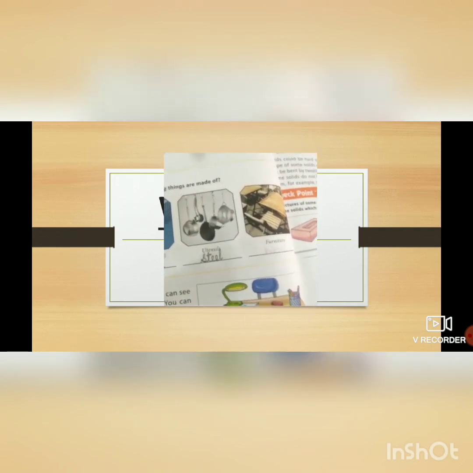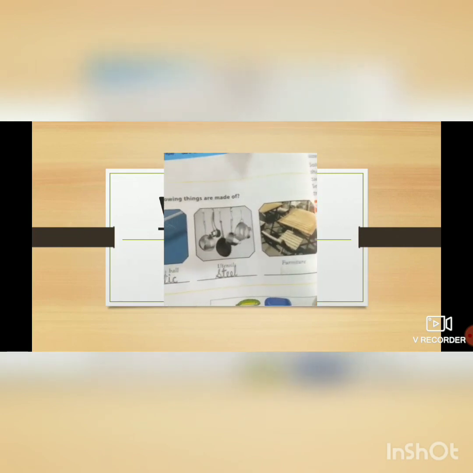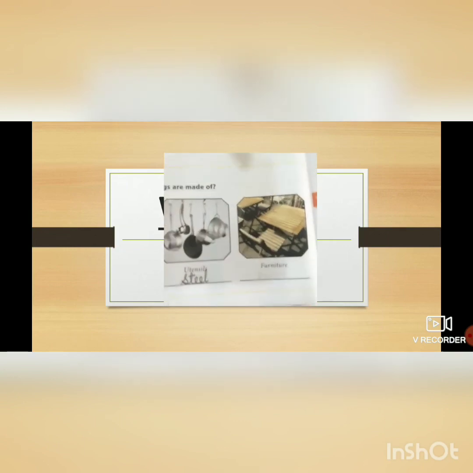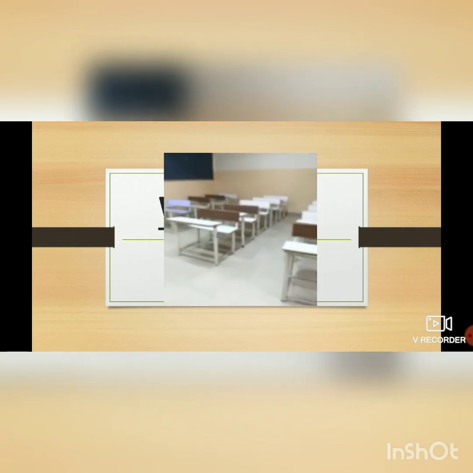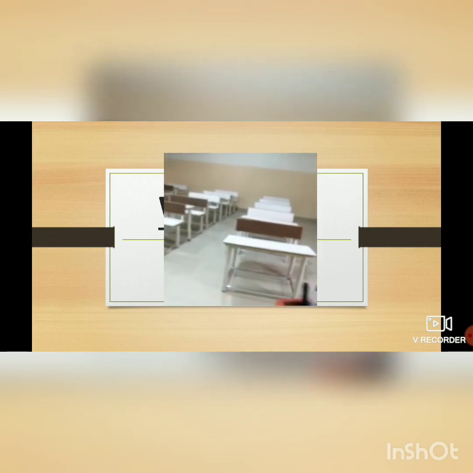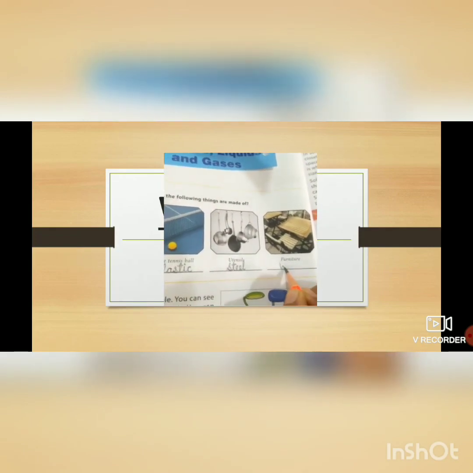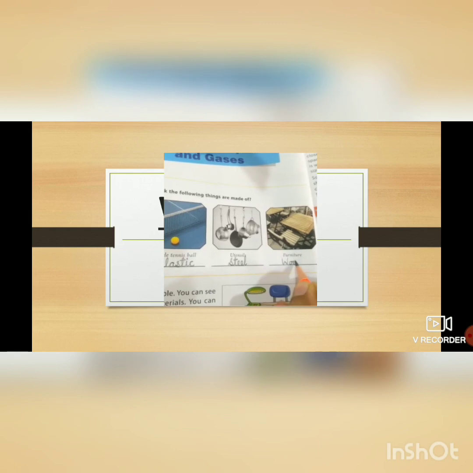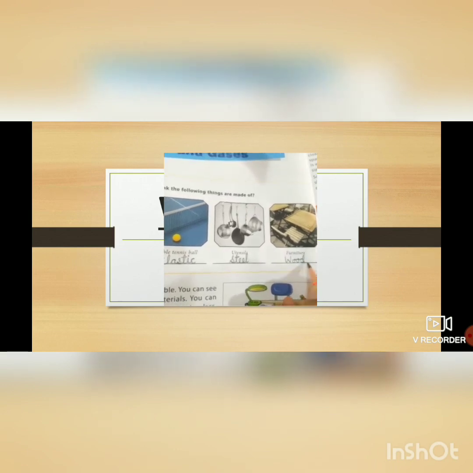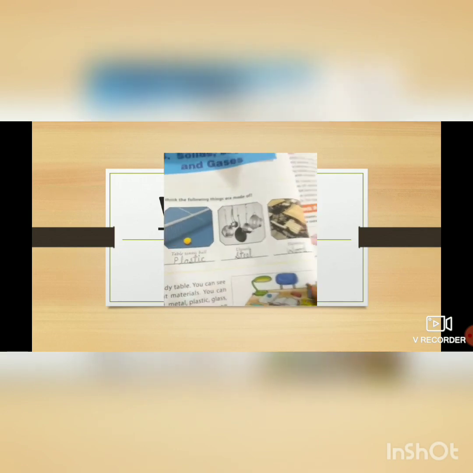So now students, we are going to solve the last one, that is furniture. In this column we can see that there is a table, even there is a chair also. Even this table, and even the benches on which you sit in the school are all made of wood. So we are going to write wood for the furniture. The teacher's table and the benches on which you sit are all made of wood.